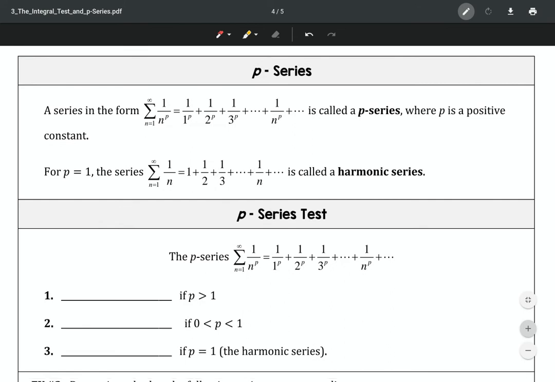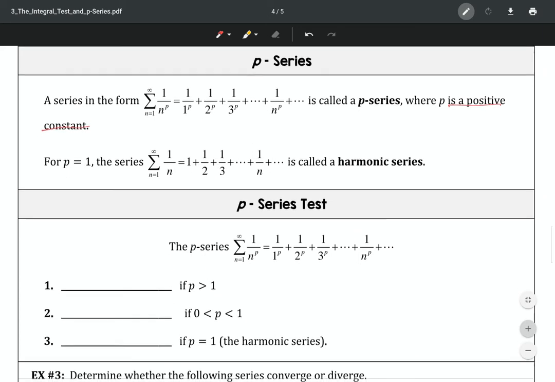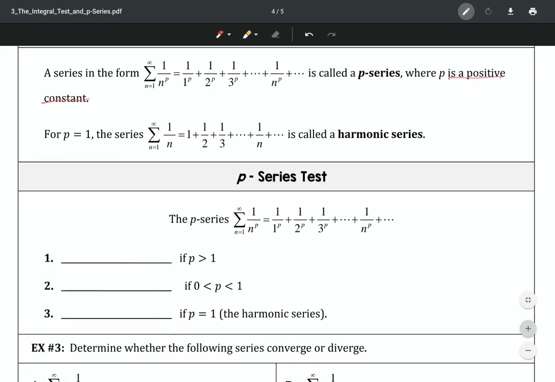So now the p series has that form that you see right there, where p is a positive constant. Remember, that's a positive constant. For p equal to 1, the infinite sum from 1 to infinity of 1 over n is the harmonic series. Remember, this is the one that we keep seeing a lot. You just have to remember that it does not converge, meaning it is divergent.